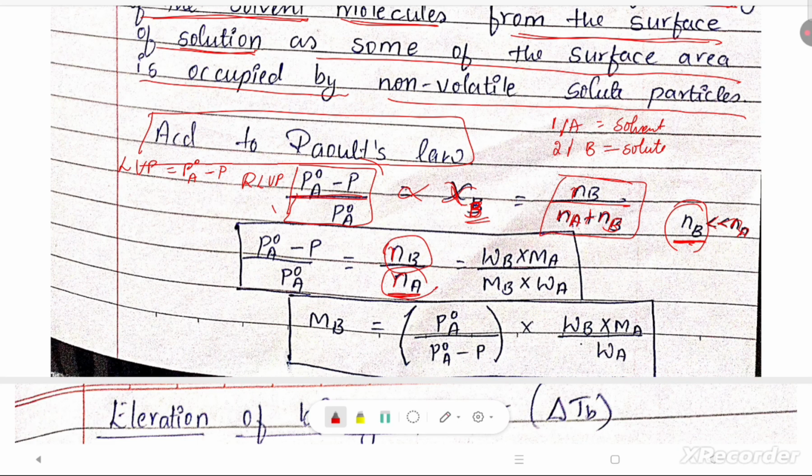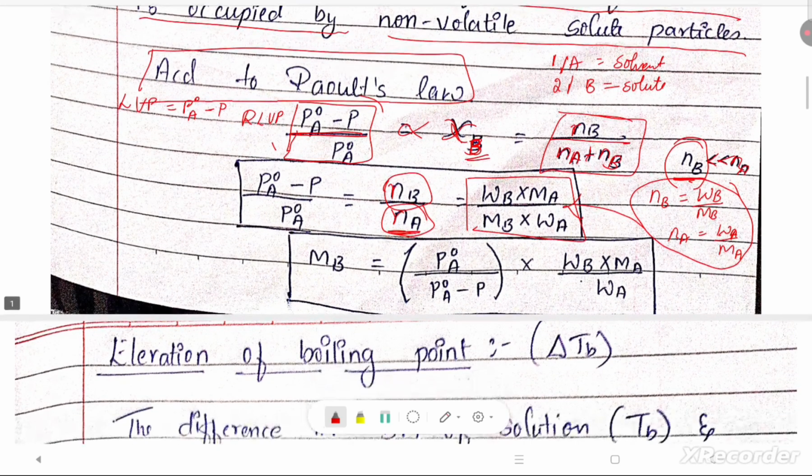Nb and Na, you already know what is Nb. Nb means Wb, that is given mass divided by molar mass. Na means given mass of A divided by molar mass of A. So if you apply this formula here, you will get this formula. Understood? So this formula is very important.